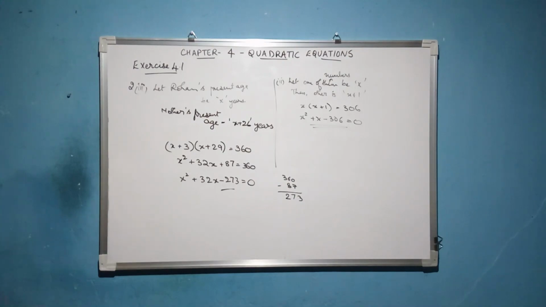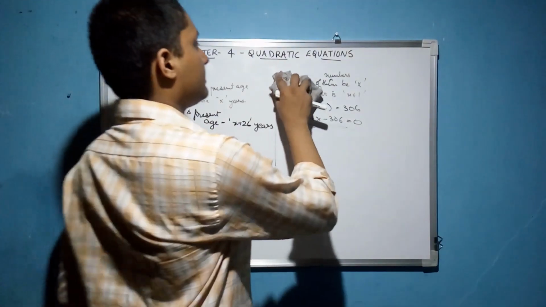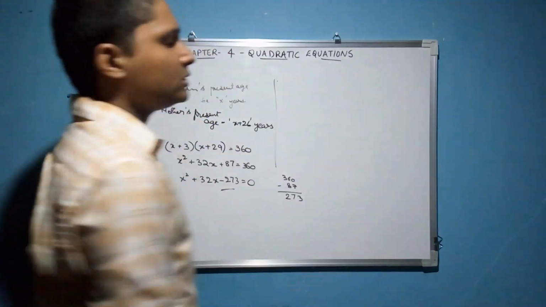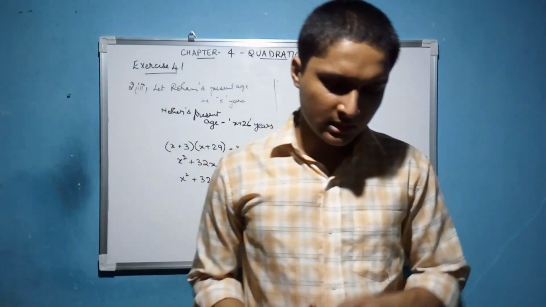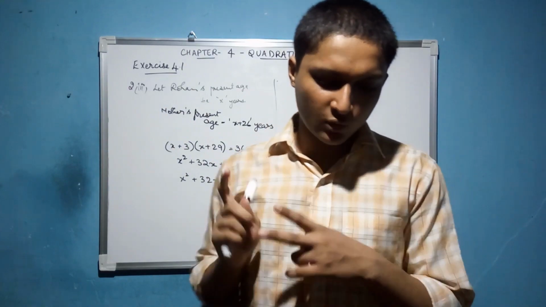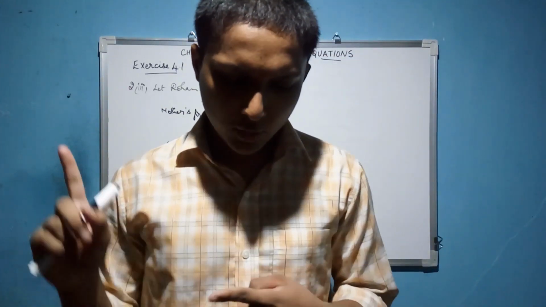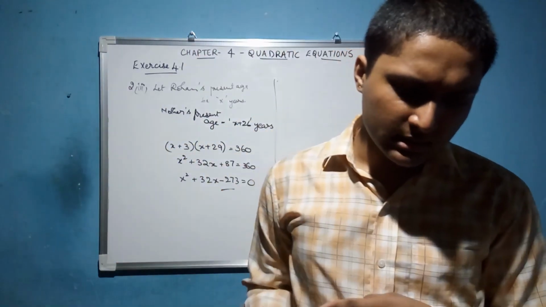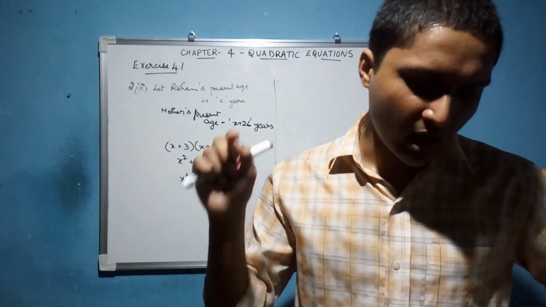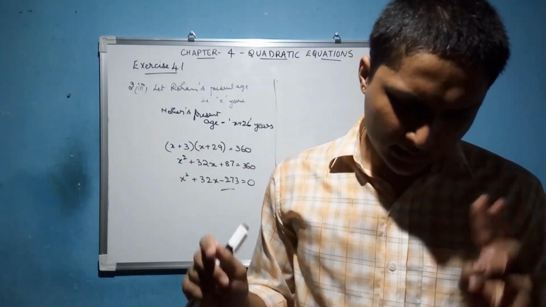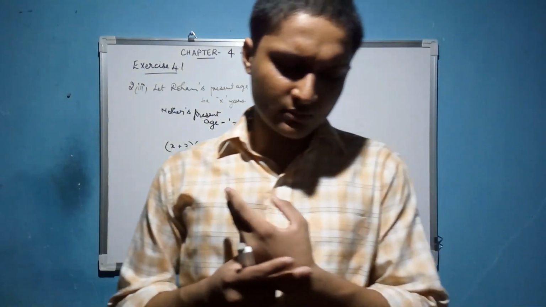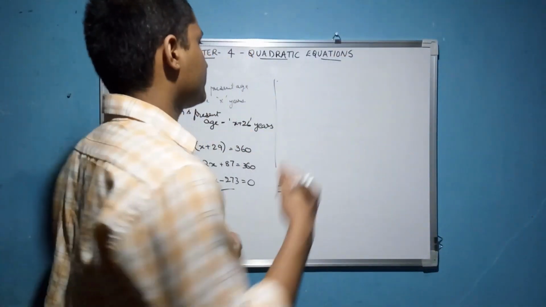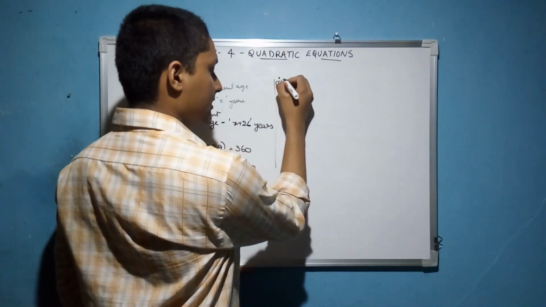Okay, next we'll move on to the fourth question. For that I'll just wrap this off. The fourth question here you have in front of you. The train travels a distance of 480 kilometers at a uniform speed. If the speed had been 8 km per hour less, then it would take 3 hours more to cover the same distance. We are asked to find the speed of the train.